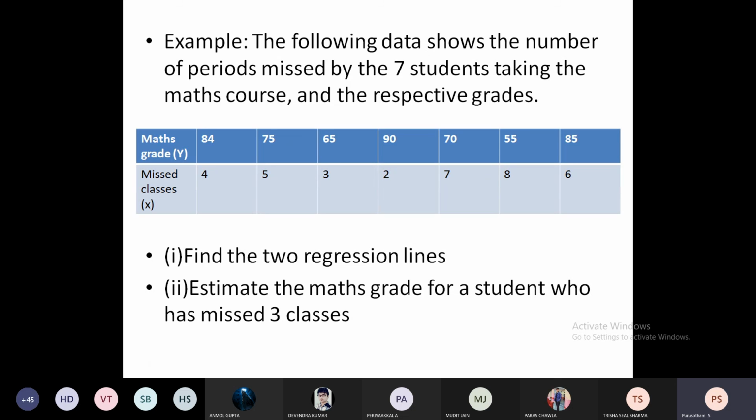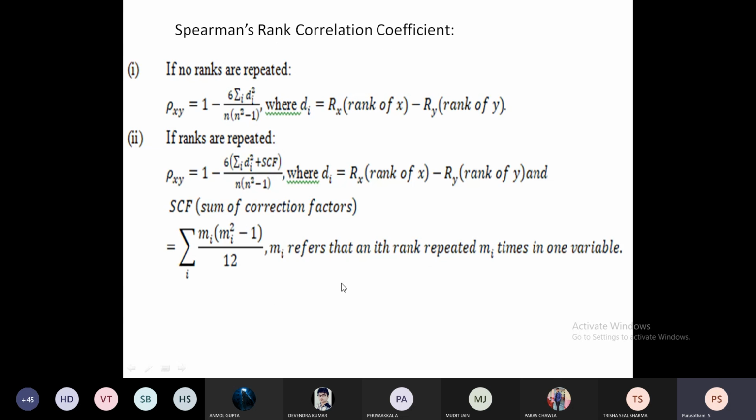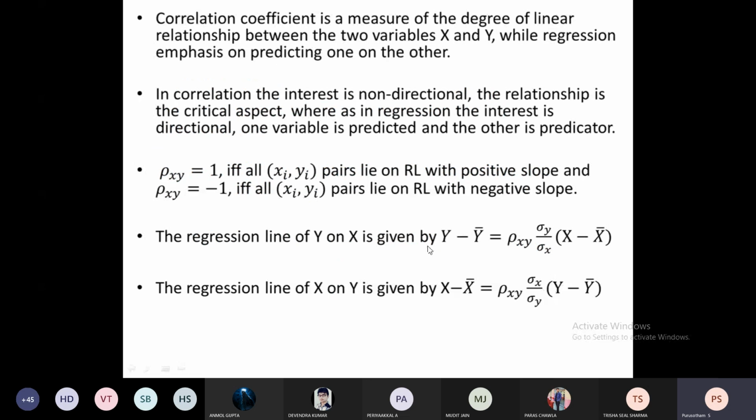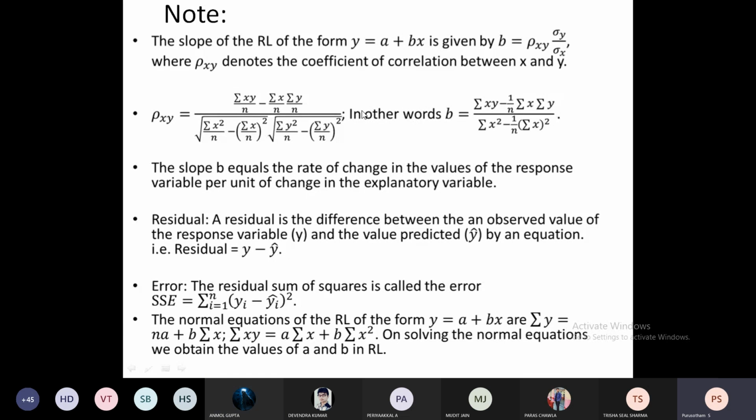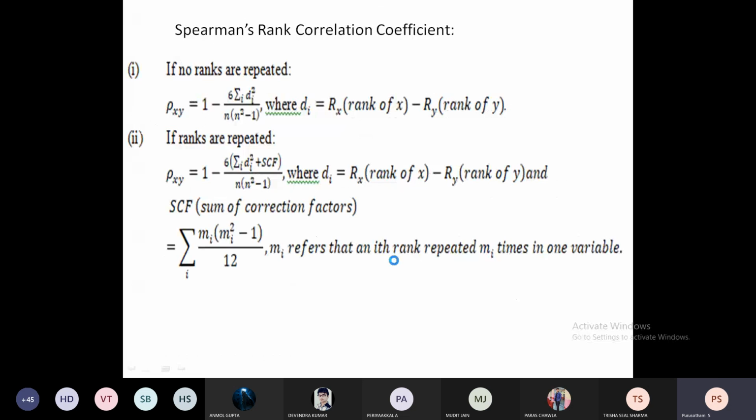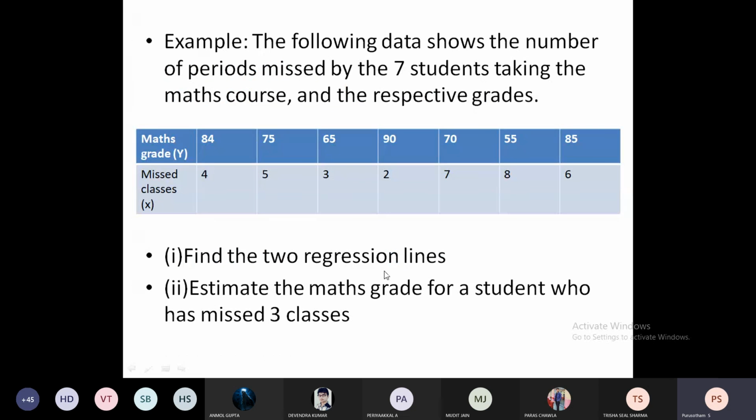So you need to find the 2 regression lines. You have the formulas here, the 2 regression line formulas, right? What are the things you need to find out? Y bar, sigma y, sigma x, and x bar. You know how to find sigma y and sigma x as well as rho xy, right? You try whether you are able to find them or not. If you are not able to answer before the next class, we will discuss this example in the next session.